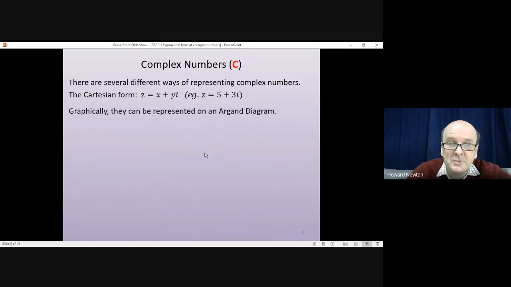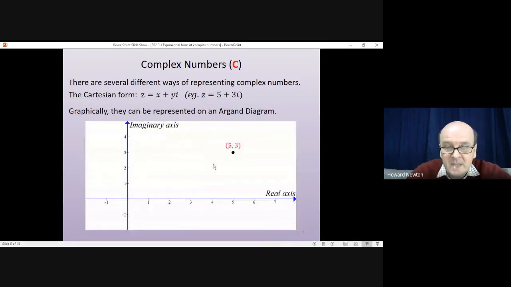Graphically, it's possible to represent complex numbers on what's called an Argand diagram. On an Argand diagram, the x-axis shows the real part of the complex number, the value of x. The y-axis shows the imaginary part of the complex number, the value of y. So if we had 5 plus 3i, you just plot that like a normal coordinate, (5, 3). And sometimes complex numbers are just represented as a point, as a coordinate.